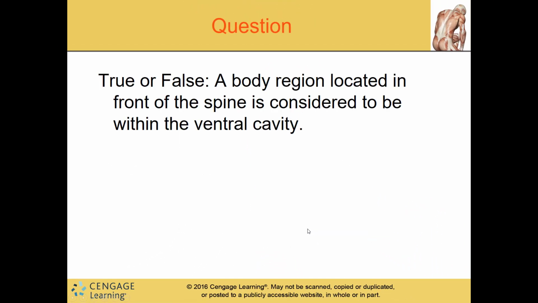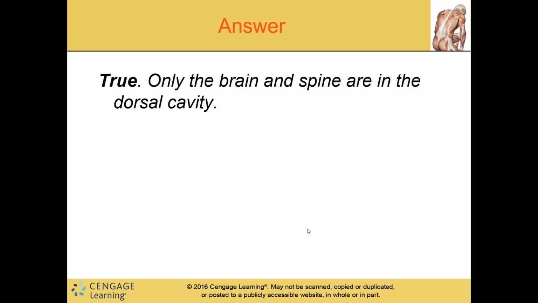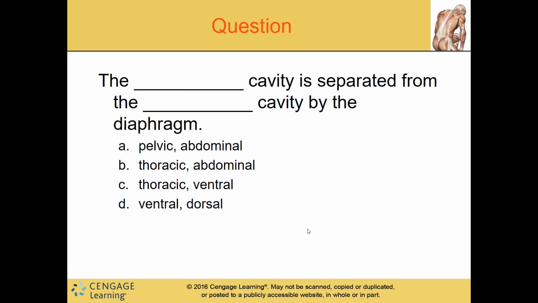All right, so true or false, a body region located in front of the spine is considered to be within the ventral cavity. That is true. Only the brain and spine are in the dorsal cavity. All right. The blank cavity is separated from the blank cavity by the diaphragm. We just talked about that. So I'll give you a moment.